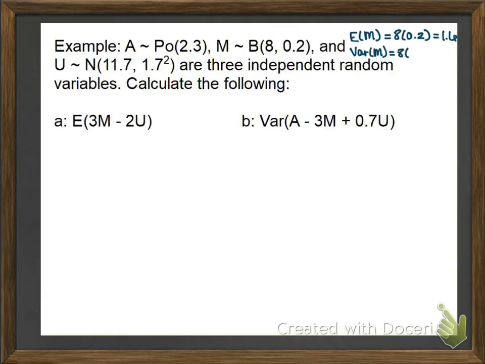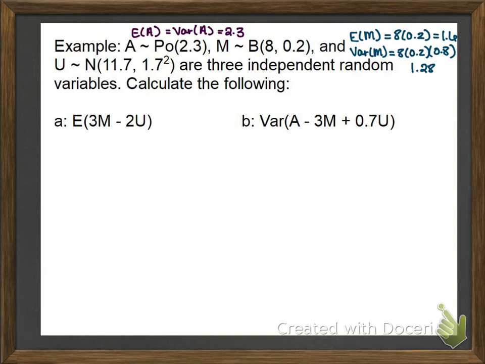So for this first one, the first thing we need to do is find our expected value and variance for our different situations. So for the binomial, we have 1.6 and 1.28. For our Poisson, remember, it is just the same, so it is 2.3. And then for our normal distribution, our mean is 11.7 and our variance is 1.7 squared.